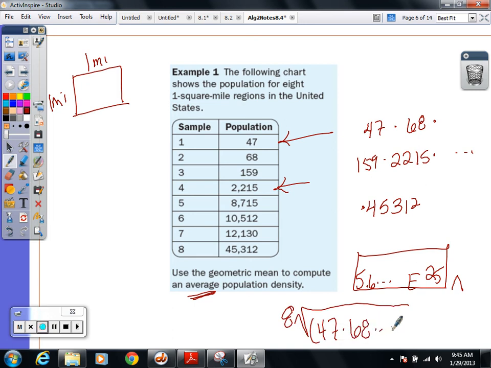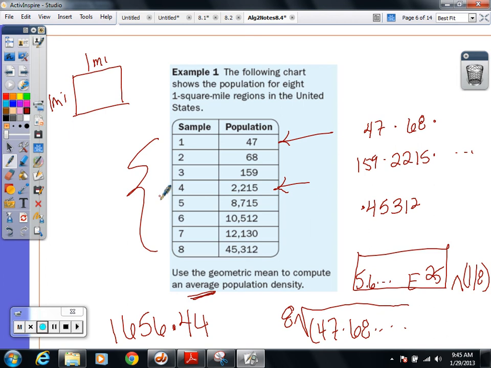There is another way I could write that. I could put caret, parenthesis, to the 1/8 power. And I should get a very manageable number of 1656.4. I'm not going to say 0.4 because I don't have a 0.4 person, but sometimes when they're talking about density, they don't mind it. It's up to you or what the directions say. So based on this data, a good average would be 1656 people. Okay, that was the geometric.